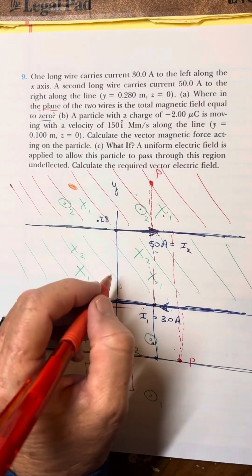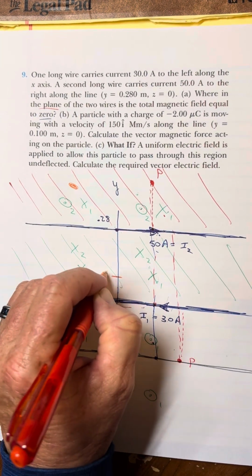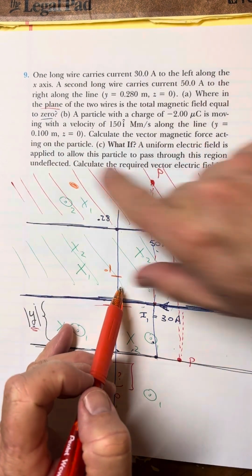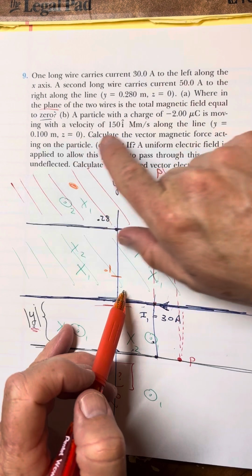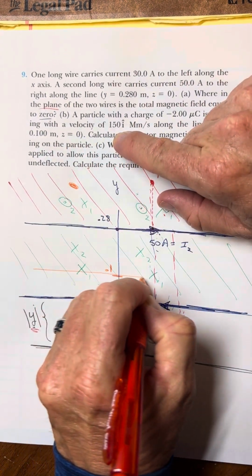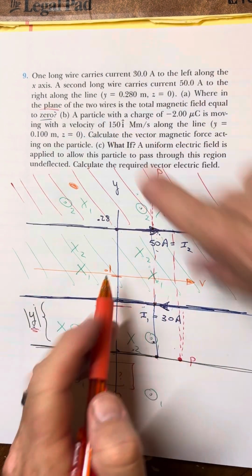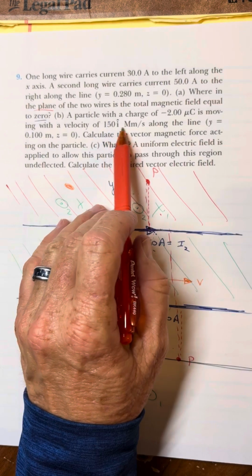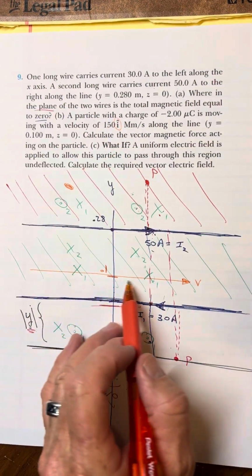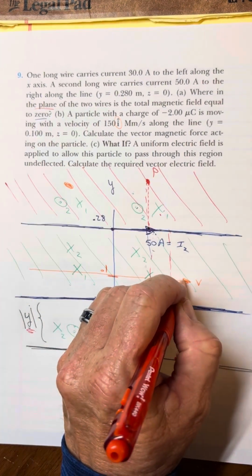Okay, but let me find 0.1 on here. So it's probably about right there. So here's 0.1. And it is moving, there's V, at this speed, but again, notice the i hat. So it's moving along the x direction, okay?